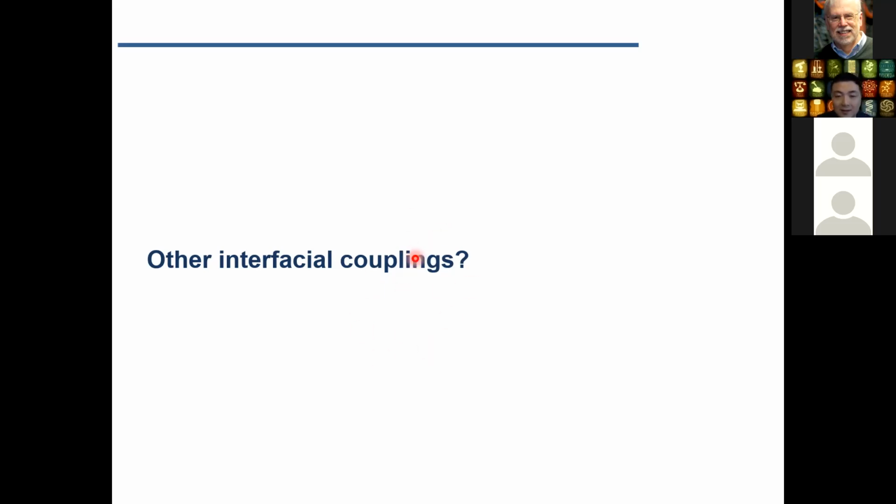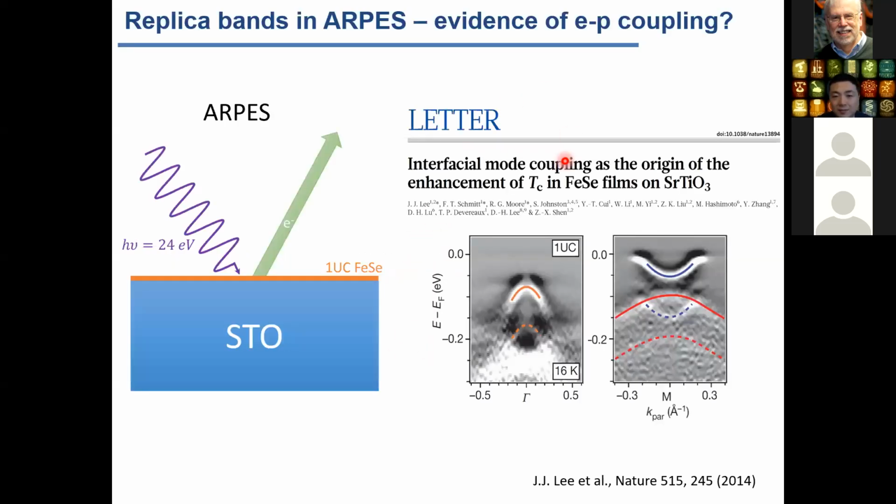All right, so the other interfacial coupling. Of course, most people will immediately think about the phonons. Electron-phonon coupling will always be important for any superconductivity, right? And specifically, a phonon from the substrate actually gives the last push to the highest TC in this case.